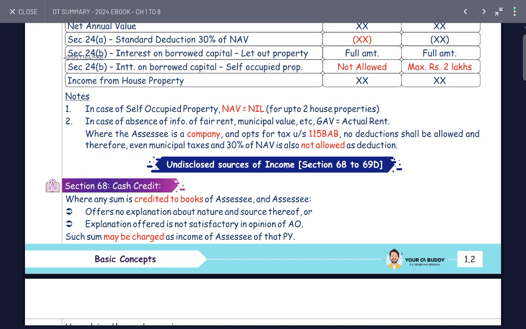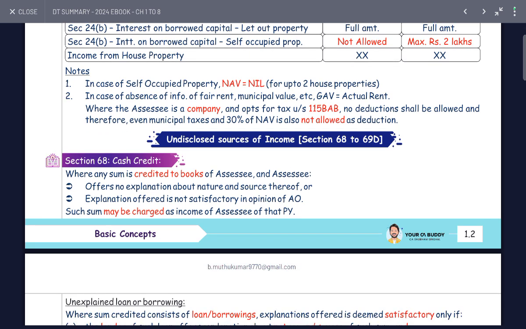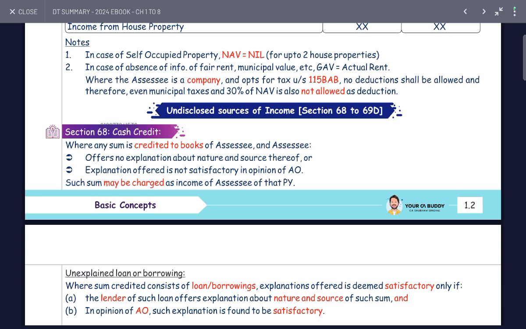In the case of a company opting for tax reduction under Section 115BAB, no reduction shall be allowed, and therefore even municipal taxes and the 30% standard deduction on AV are not allowed as deduction.